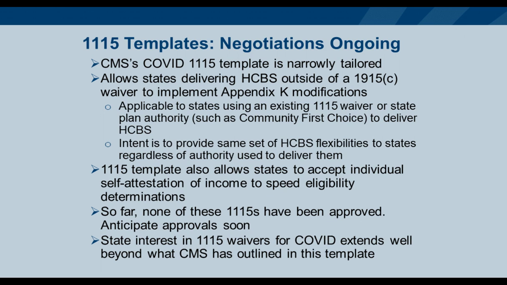The 1115 template also allows states to accept individual self-attestation of income with the intent of speeding eligibility determinations for Medicaid. To date, none of these 1115s have been approved, but we do know that a number of states have them pending with CMS, and we do anticipate that there will be approvals very soon.